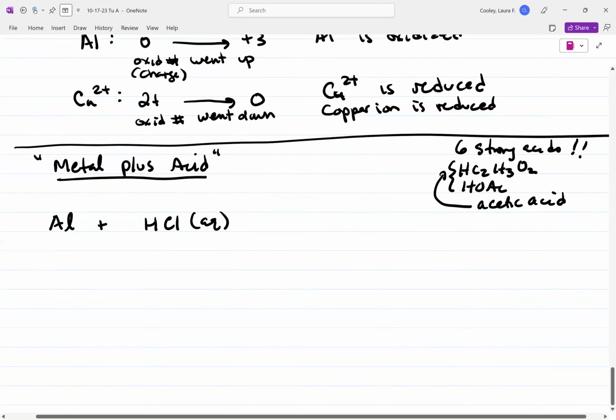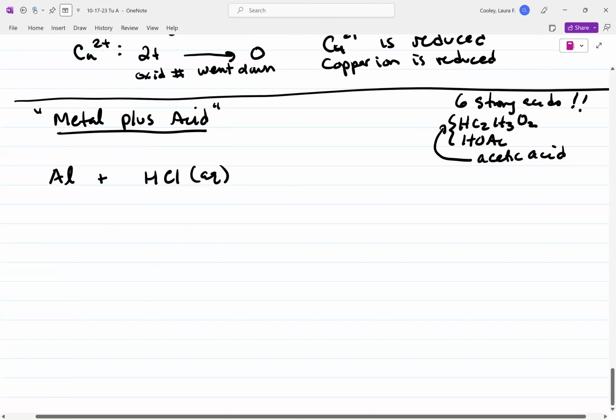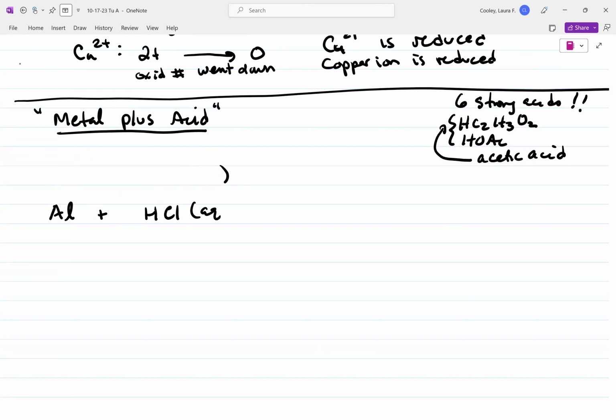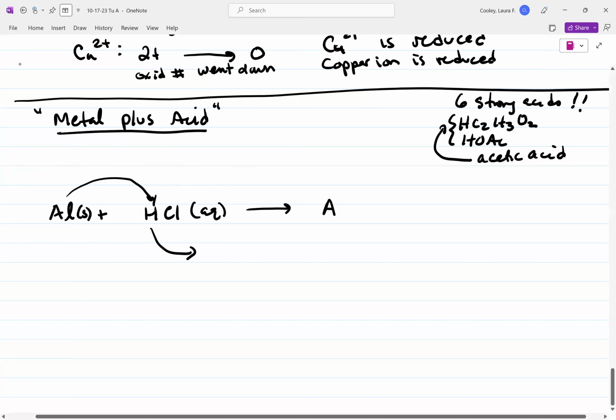You need to know that, okay? So anyway, we have aluminum plus HCl aqueous goes to, okay. Now, aluminum replaces the hydrogen. This is sometimes called hydrogen replacement. Metal plus acid or hydrogen replacement, but I don't use that term though.